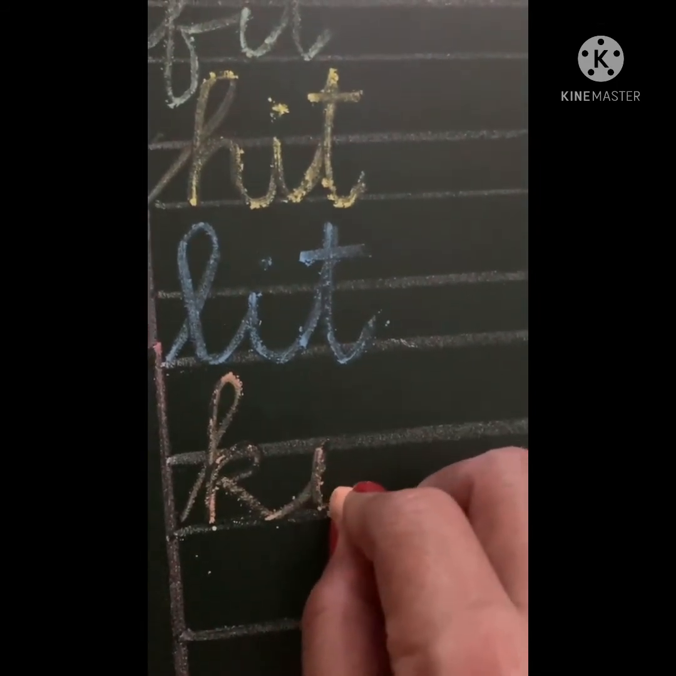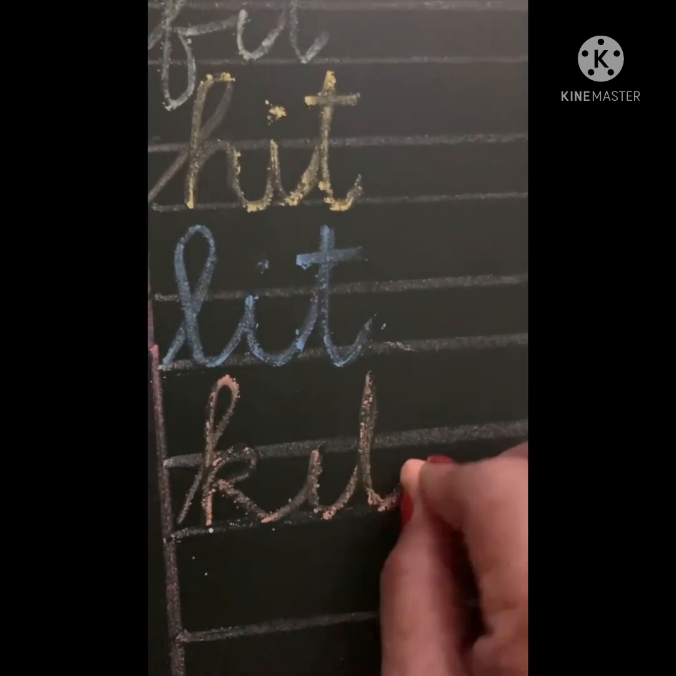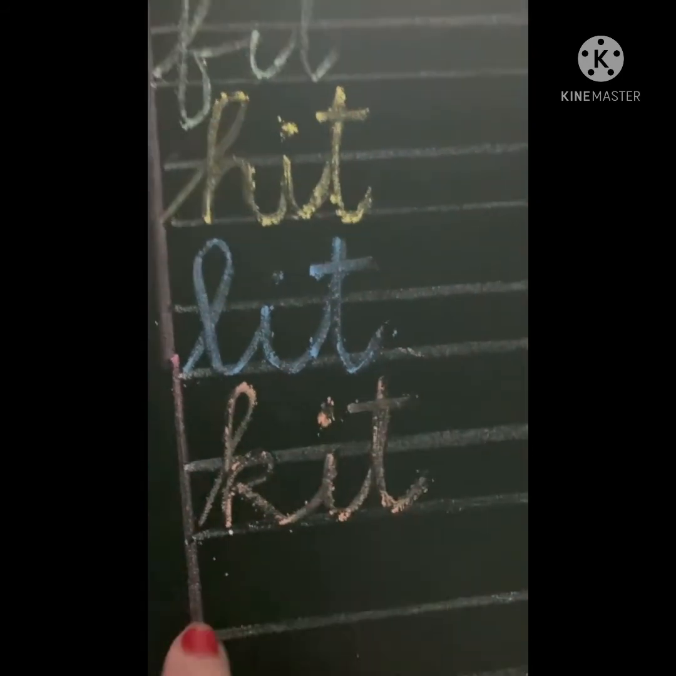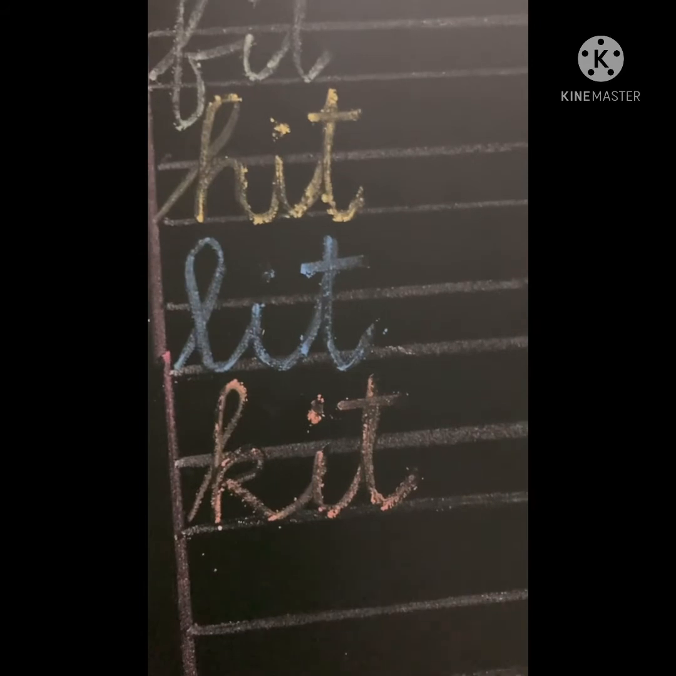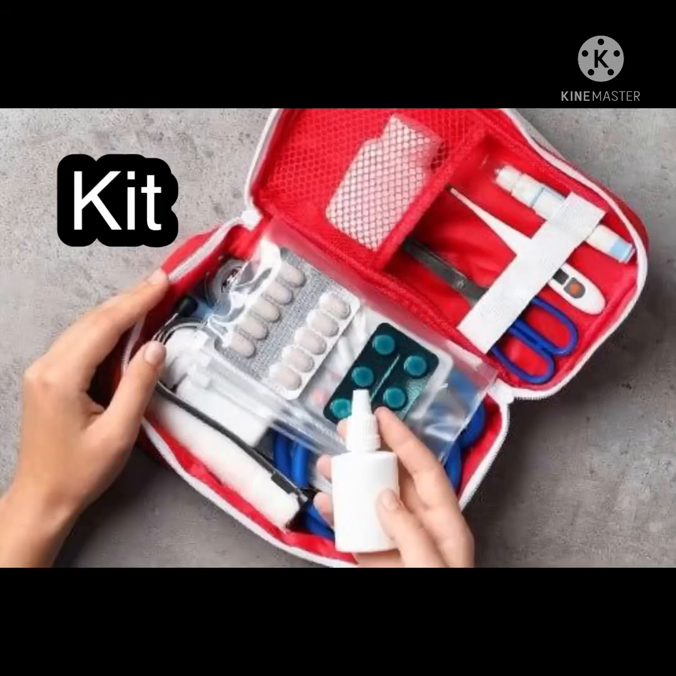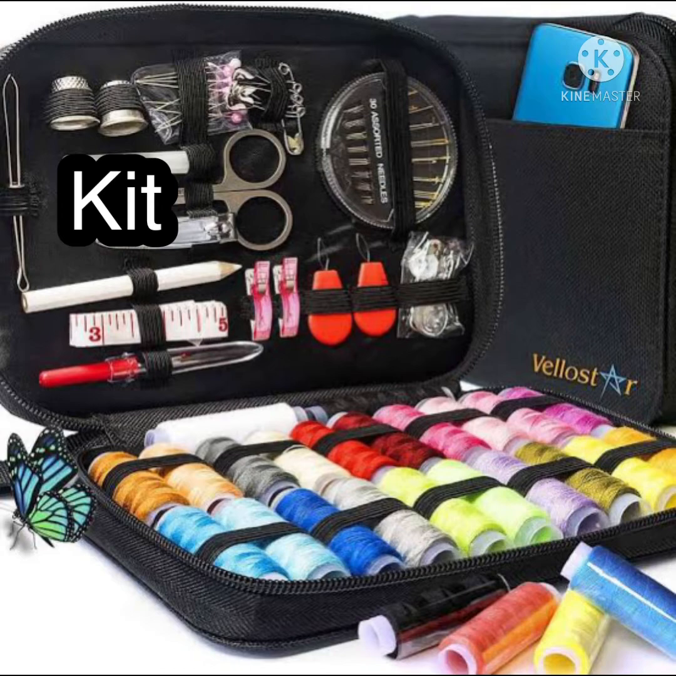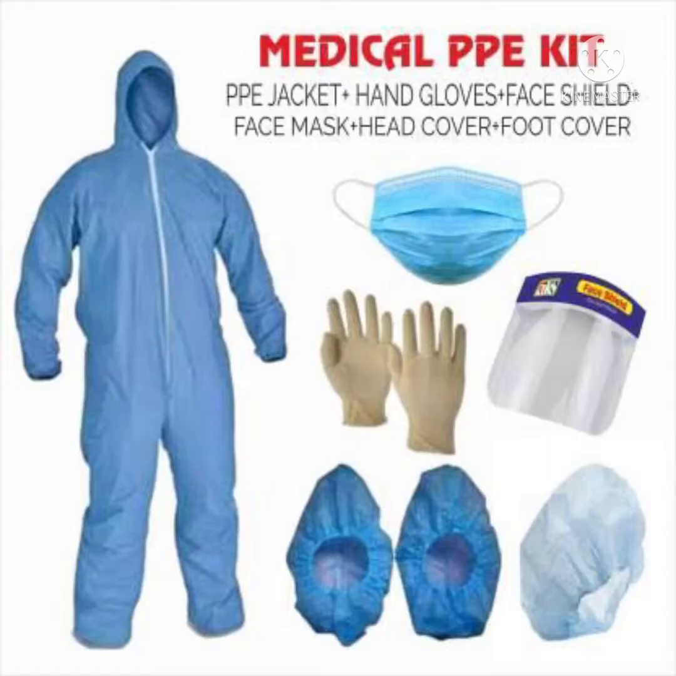In the next word, the first sound is K, as in cake. Extend its flick and make I, extend its flick and make the T. And the word is it, kit. This is a medical kit. This is a sewing kit. And this is a PPE kit worn by the doctors during COVID time.